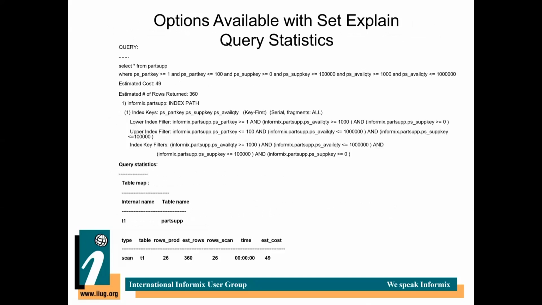So here's an example on the bottom. It's in bold where it says query statistics. It gives you information about the table name, the number of rows scanned, the estimated rows, the true number of rows scanned, and the time and the estimated cost.